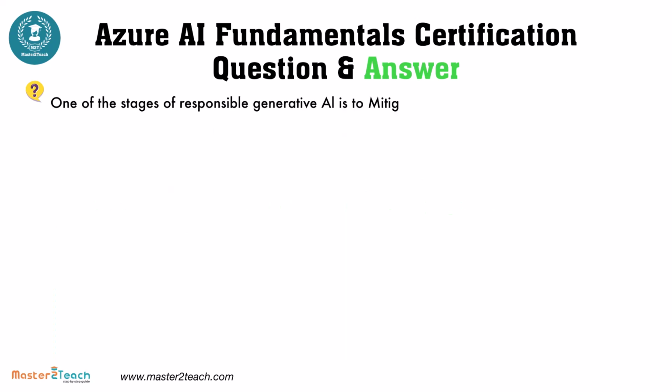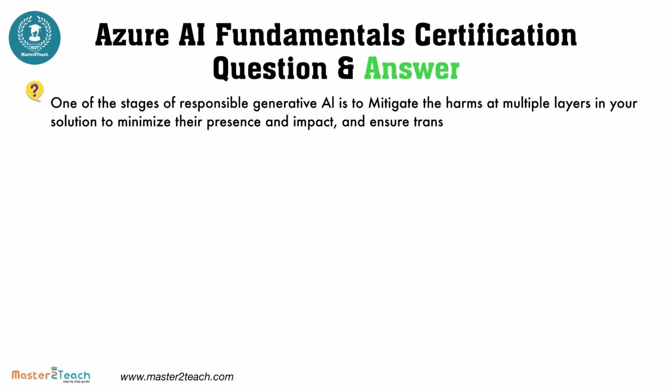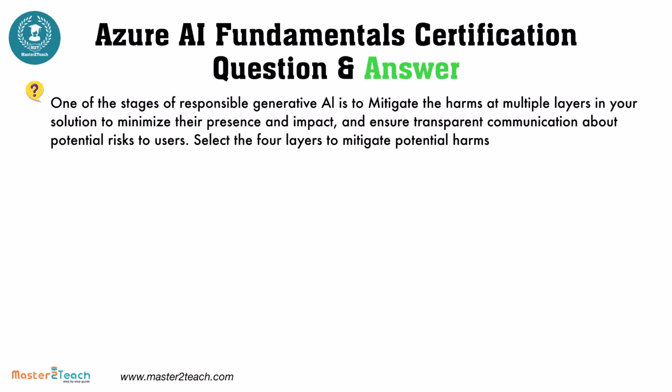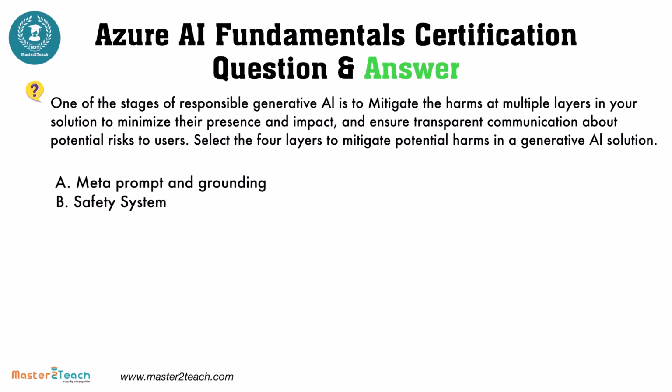One of the stages of responsible generative AI is to mitigate the harms at multiple layers in your solution to minimize their presence and impact, and ensure transparent communication about potential risks to users. Select the 4 layers to mitigate potential harms in a generative AI solution. The options are A. Meta prompt and grounding. B. Safety system. C. Model. D. System experience. E. User experience.